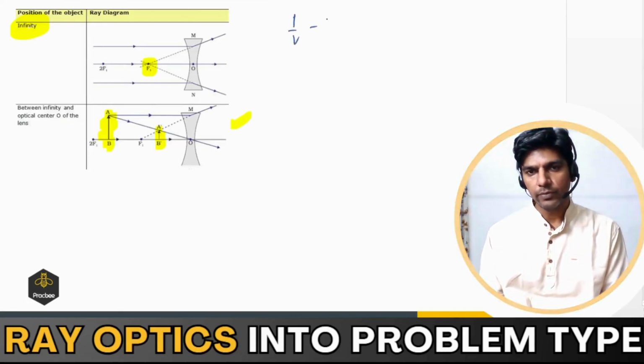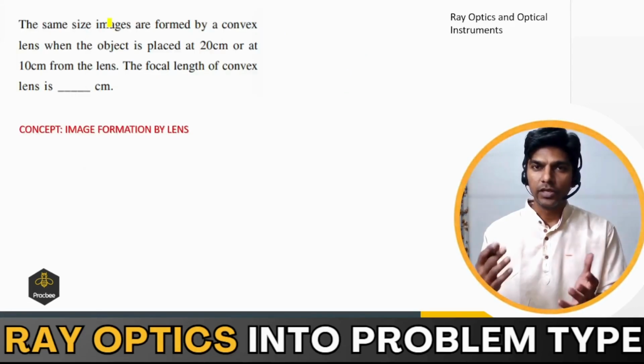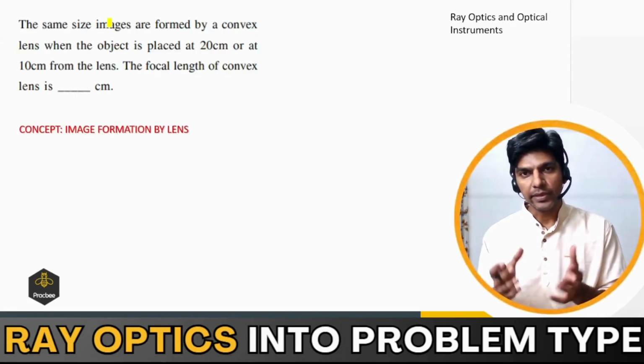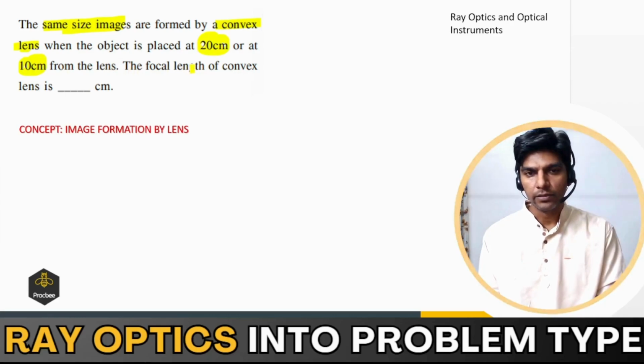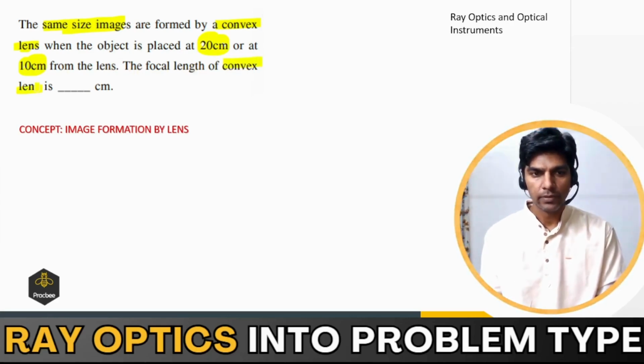So 1 by v minus 1 by u is equal to 1 by f, and the magnification will be given as v by u. Okay. So now let us see the illustration based on this problem. So here we are given that the same size images are being formed by the convex lens when the object is placed at 20 centimeter or at 10 centimeter from the lens. We need the focal length of the convex lens. So we have been given two different positions.